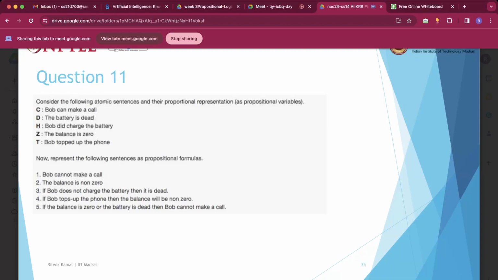Okay, so C represents the sentence that Bob can make a call. D represents the battery is dead. H represents Bob did charge the battery. Z represents the balance is 0, and T represents Bob topped up the phone. Now we are given 5 sentences, which are as follows: Bob cannot make the call, the balance is non-zero, if Bob does not charge the battery, then it is dead, and so on and so forth. 2 more sentences. We have to represent these in terms of C, D, H, Z, and T.